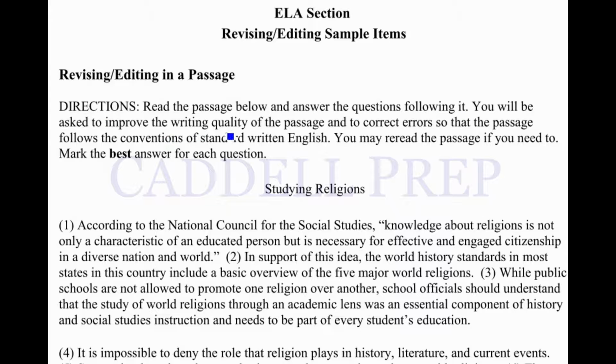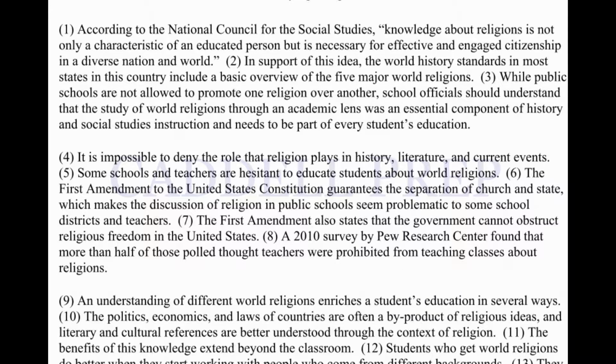You will be asked to improve the writing quality of the passage and to correct errors so that the passage follows the conventions of standard written English. You may reread the passage if you need to. Mark the best answer for each question. Alright, so here we have a passage. Each line is going to be numbered. After you read the passage, there are going to be accompanying questions.